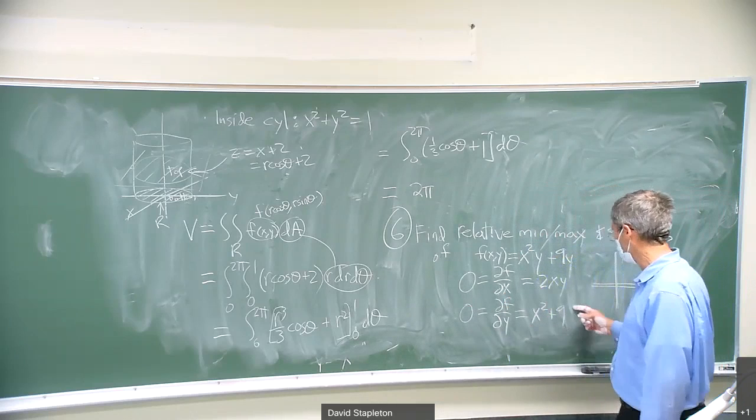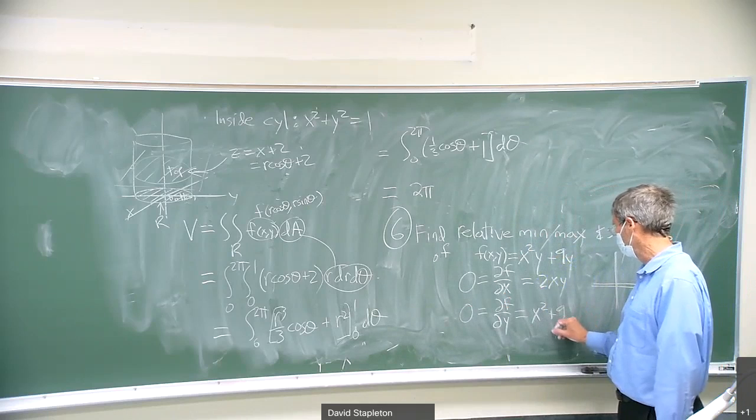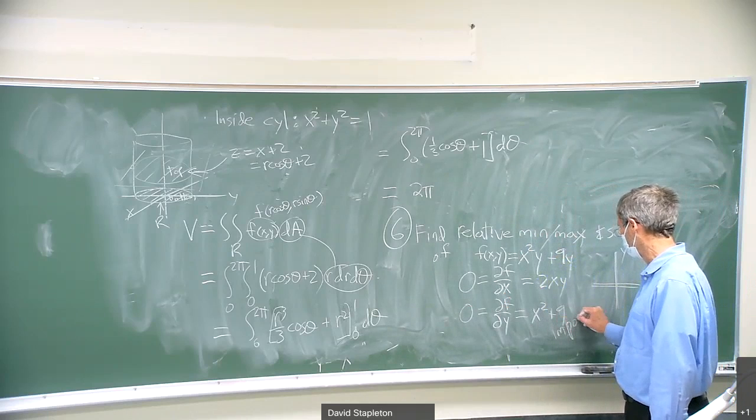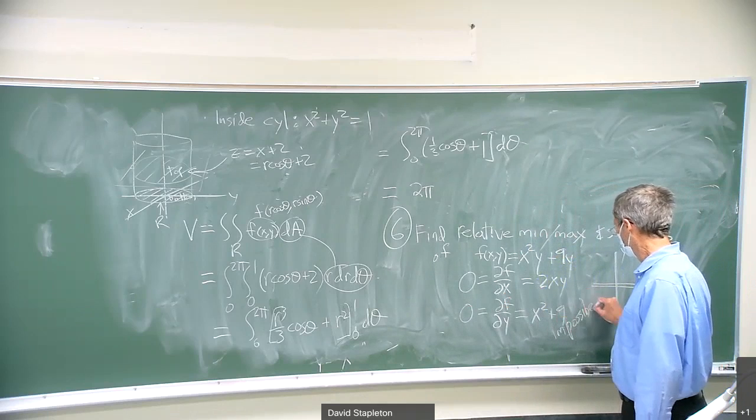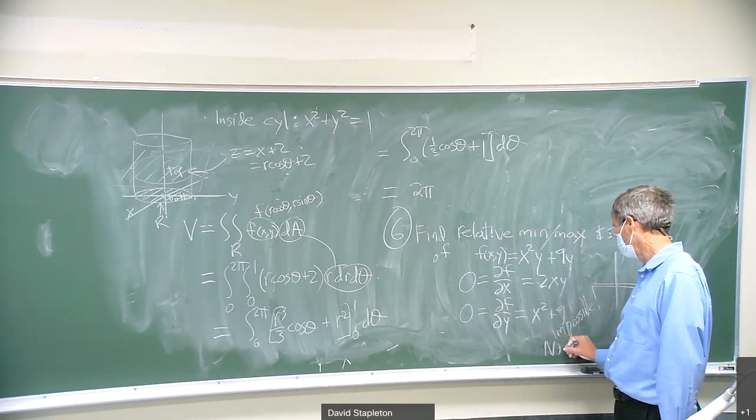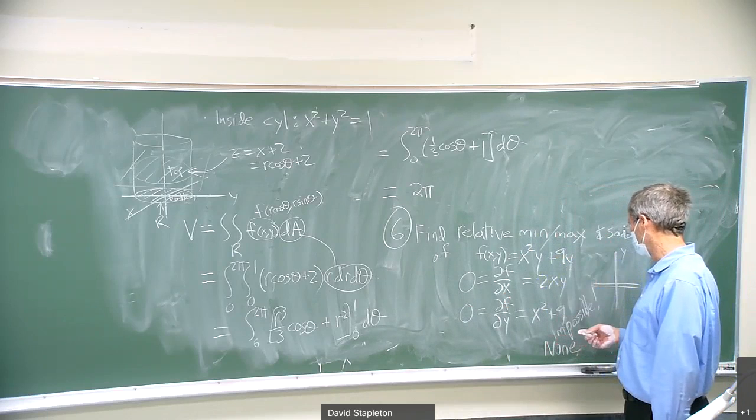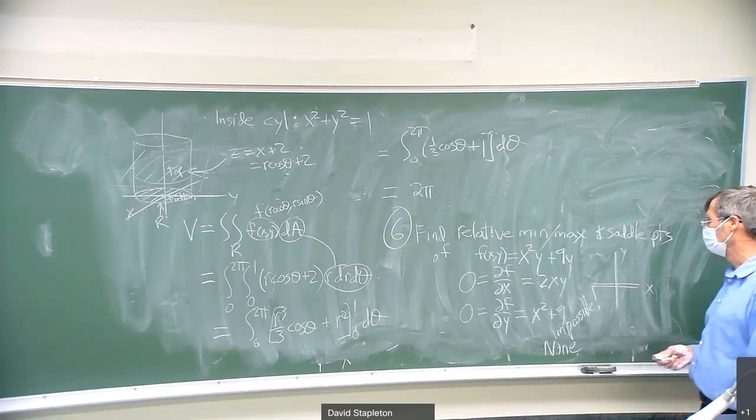And this can never equal 0, right? x squared, a non-negative number, plus 9 is impossible. It's impossible to make equal to 0. There are no critical points. So there's no maximum, no minimum, no relative maximum, no relative minimum, no saddle points either.